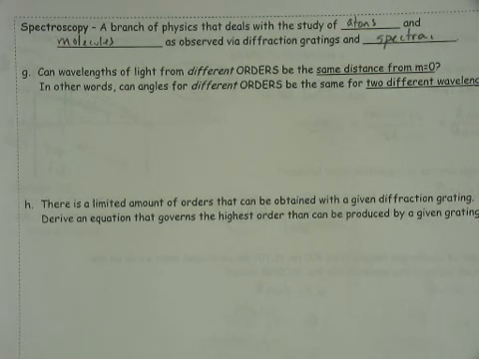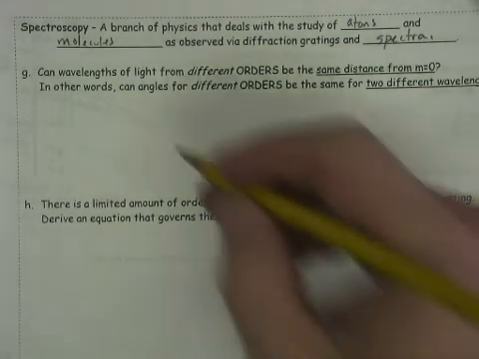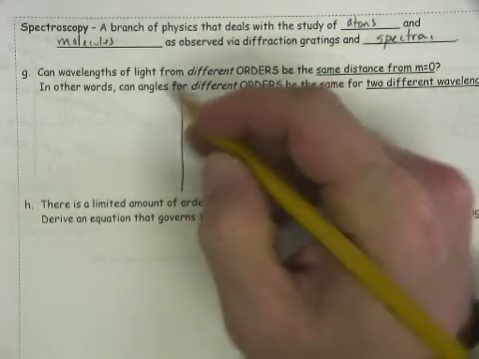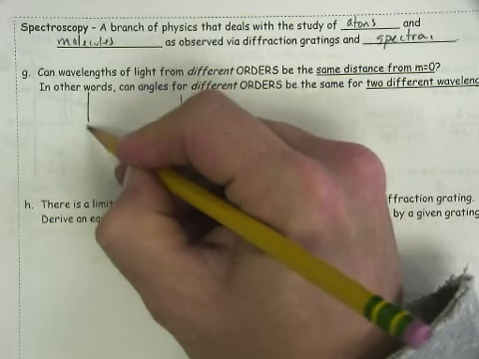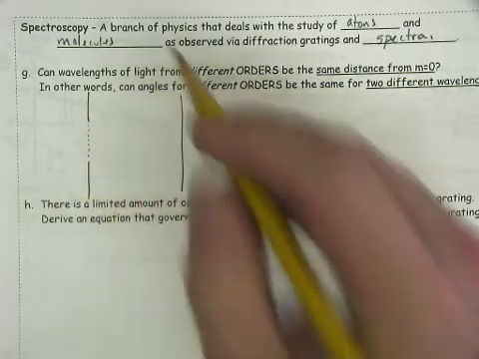All right, the next question says, can wavelengths of light from different orders be the same distance from m equals 0? Another way of asking that question. Can angles for different orders be the same for two different wavelengths? Okay, let's start this out with a diagram. So here's the screen, and here's the diffraction grating.